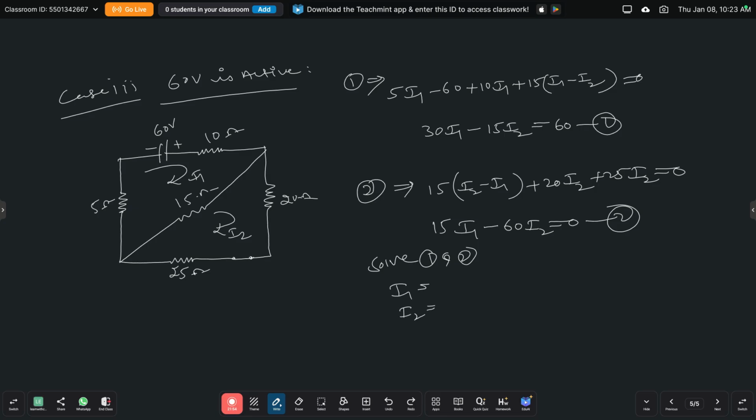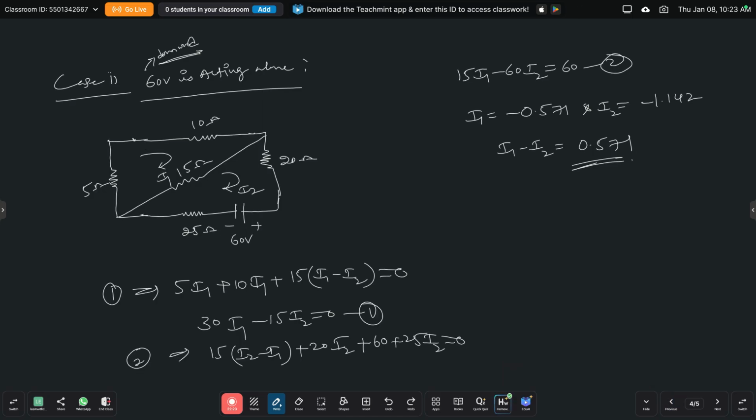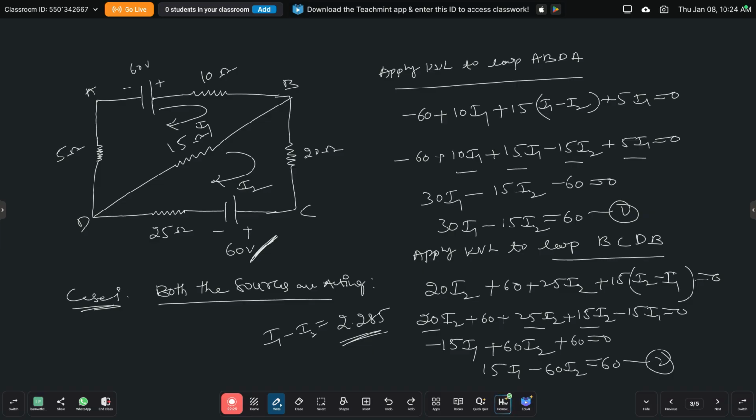So what is the I1 here? So by solving this we get I1 as 2.28 and I2 is 0.571. So here we need to find the current through 15 ohm resistance. That 15 ohm resistance is linked with loop 1 and loop 2. That means I1 minus I2. So what is the value of I1 minus I2? I1 minus I2 is 1.71.